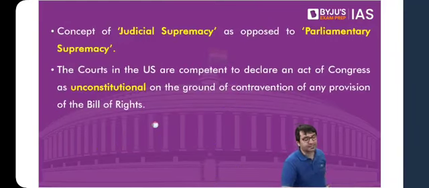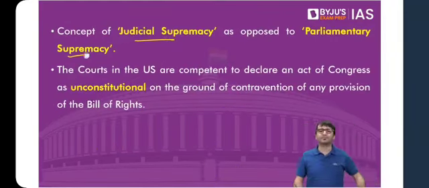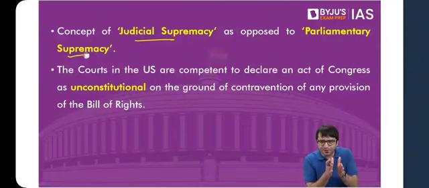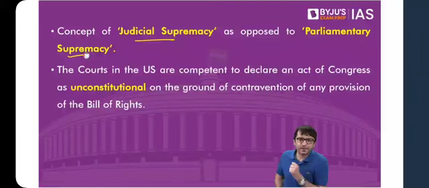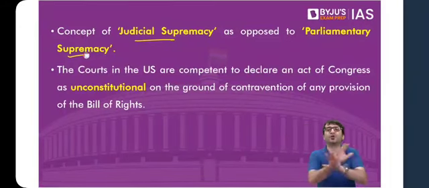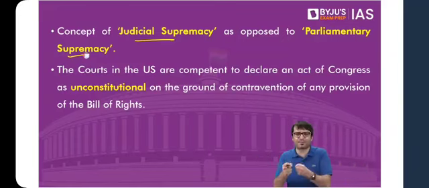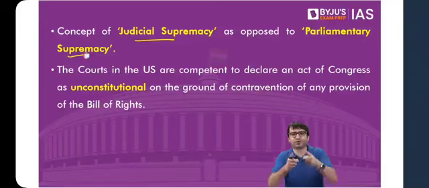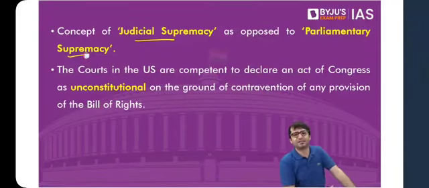Which means in the United States, they have a concept of judicial supremacy as against parliamentary supremacy. Which means any law which is passed by the US Congress, US Parliament, if it violates these Bill of Rights, if it violates these fundamental rights, you can go to the court and the court will come to your rescue. Whether executive is violating your fundamental rights or legislature is violating your fundamental rights, you don't need to worry because you are the citizen of United States, and in United States we have a judicial supremacy, which means the US courts will come to your rescue and protect your fundamental rights against the onslaught of legislature, against the onslaught of executive as well.